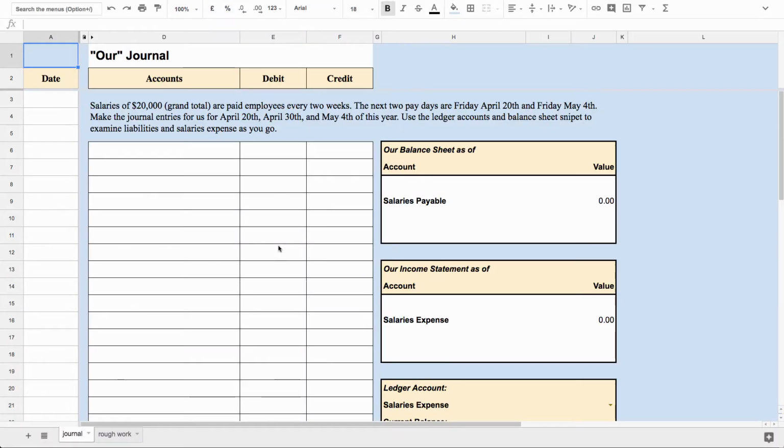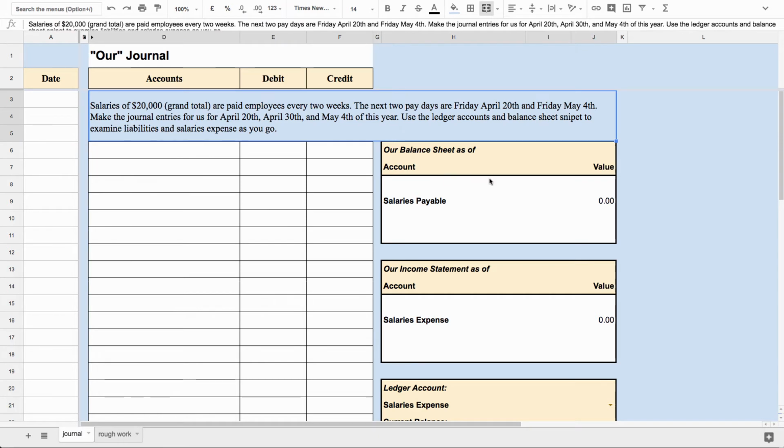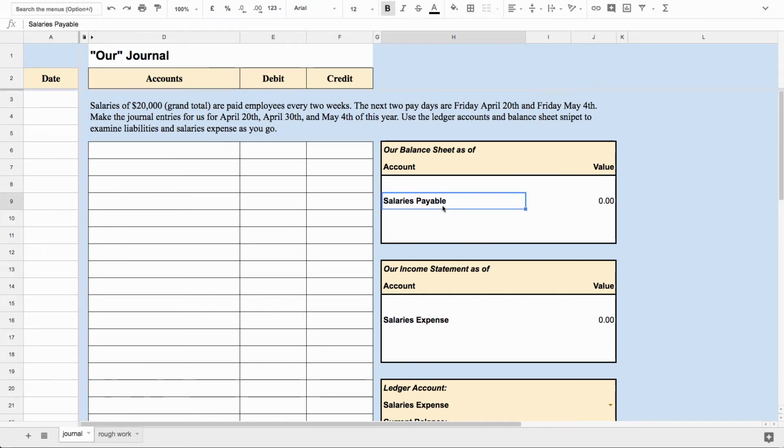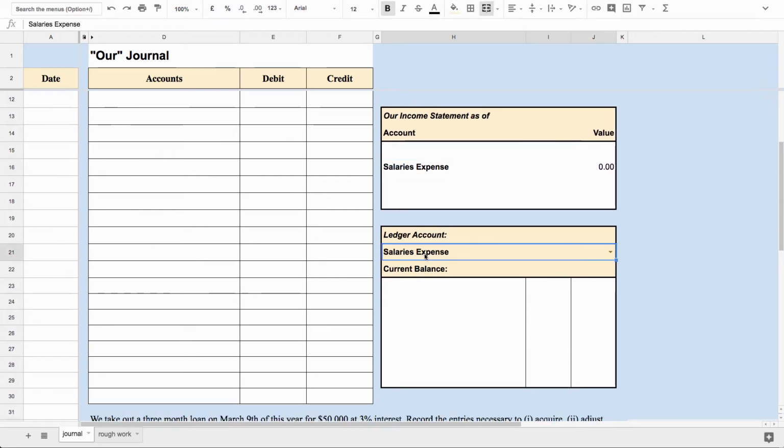So exercise 24 looks like this. And just a little quick orientation. What you've got is a spot to do journal entries for this salaries example. And we've got a spot where we can see what our balance sheet looks like and what our income statement looks like and what the ledger account looks like for any of these accounts.